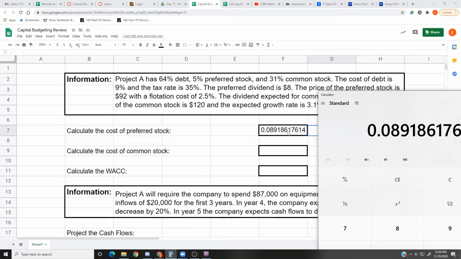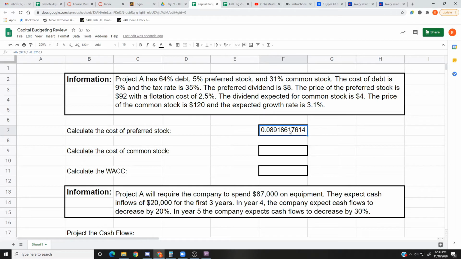Now this is not in percentage. Okay, so I'm going to minimize. I'm going to turn this into percentage. I'm going to show you how you can do that. What I got to do is I got to press this percent button up here at the top, and it changes it to percent. So perfect. There's the cost of preferred stock.